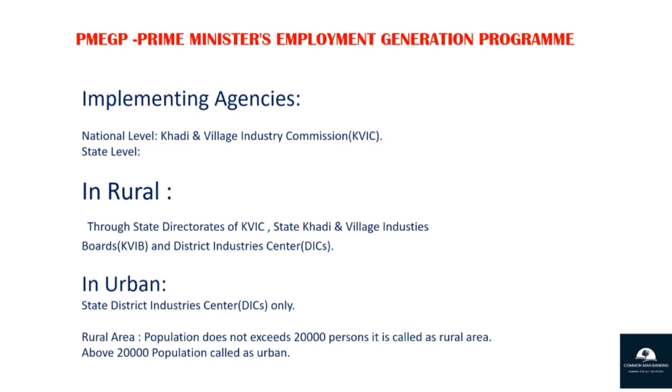The classification of rural area actually differs from state to state. So the government fixed a guideline that the population should not exceed 20,000 persons in a rural area. If the population exceeds 20,000, it is called urban only and does not come under rural. So the population criteria decides whether the area belongs to rural or urban.